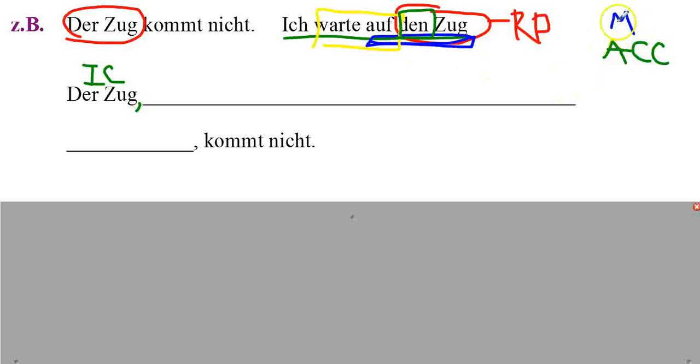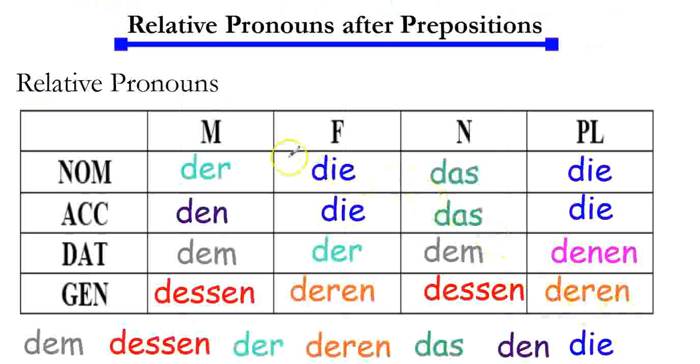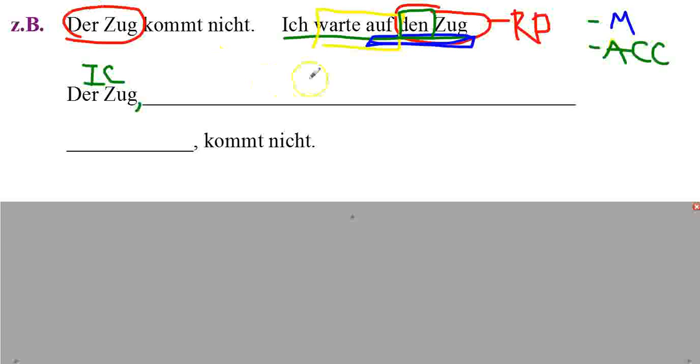So now that we have it's masculine and it's accusative, now we can go look at our chart. So I go masculine, accusative, and that gets me den. Now, we're not done yet. This is a relative pronoun following a preposition. So we have to take the preposition with it. So the preposition is auf.